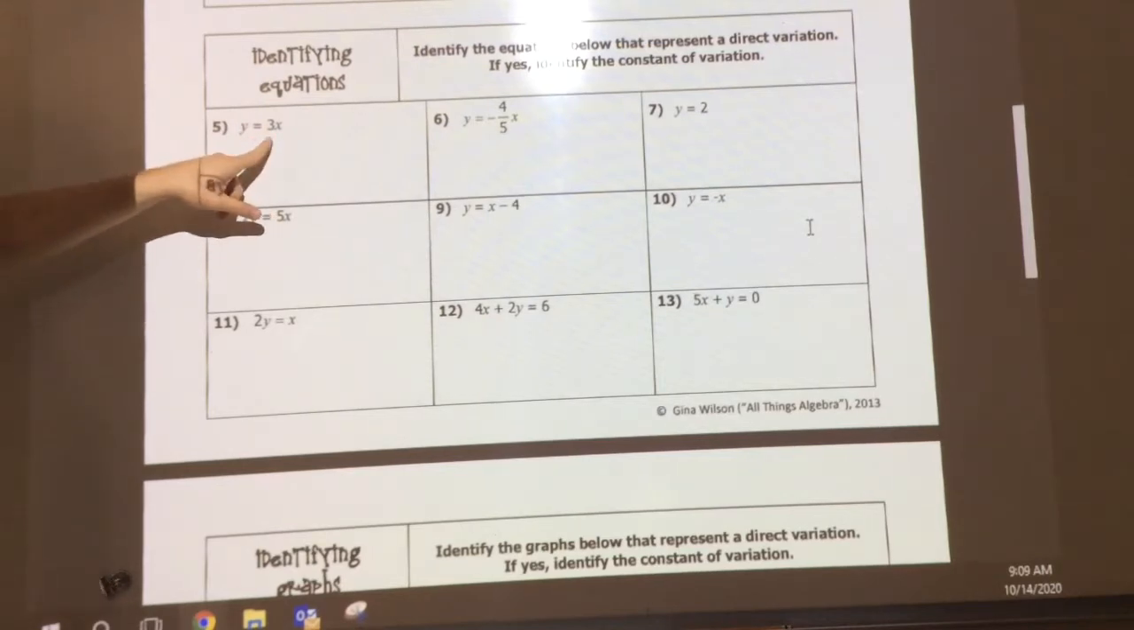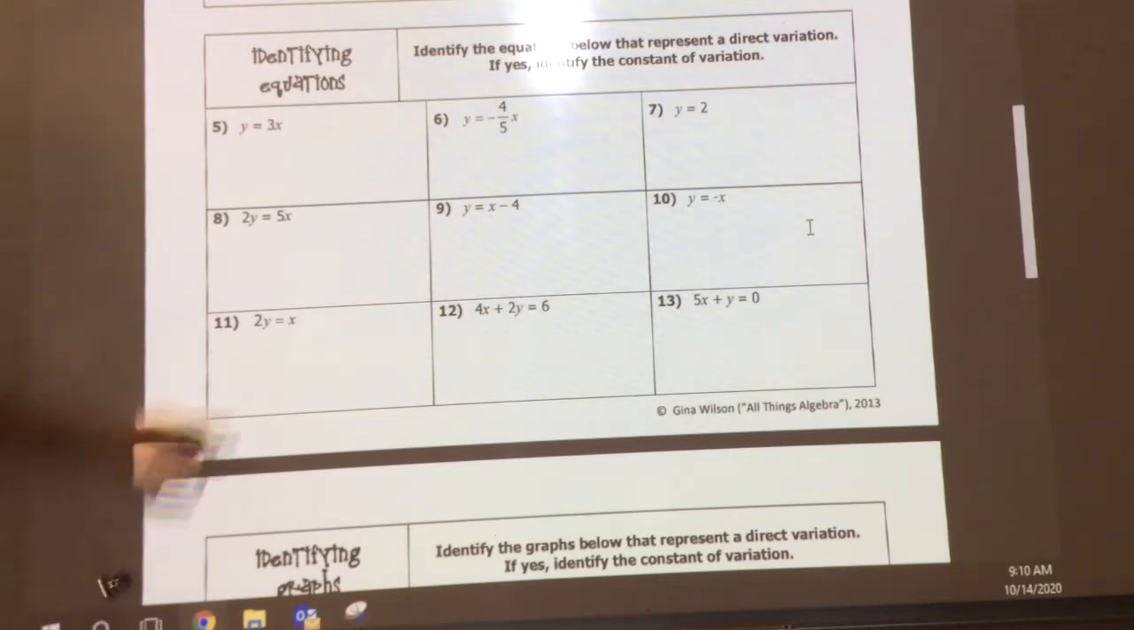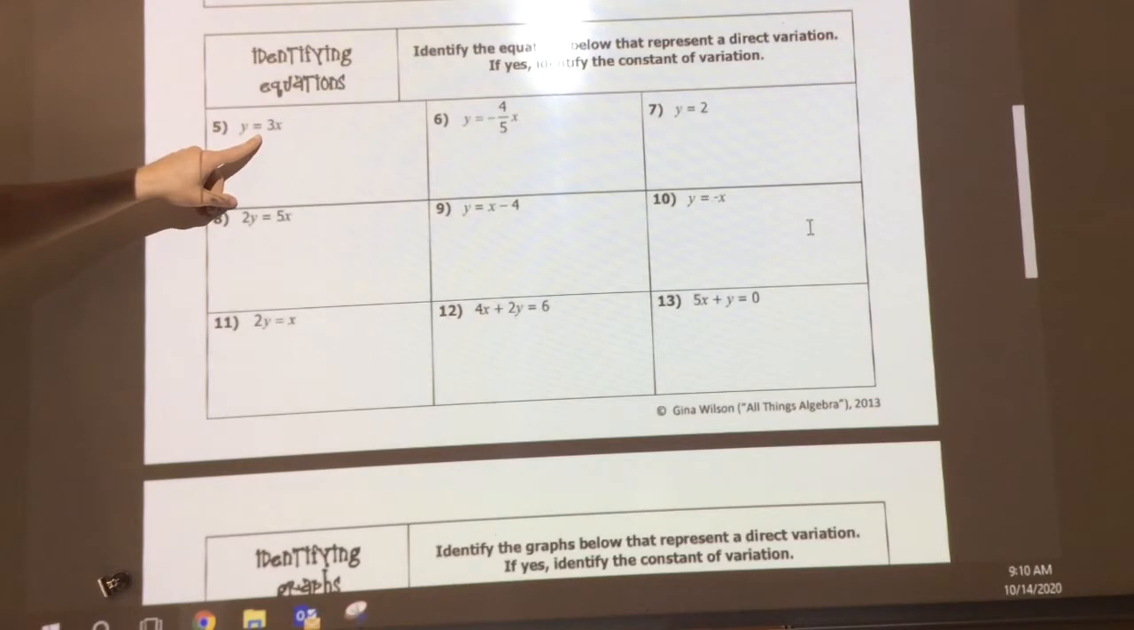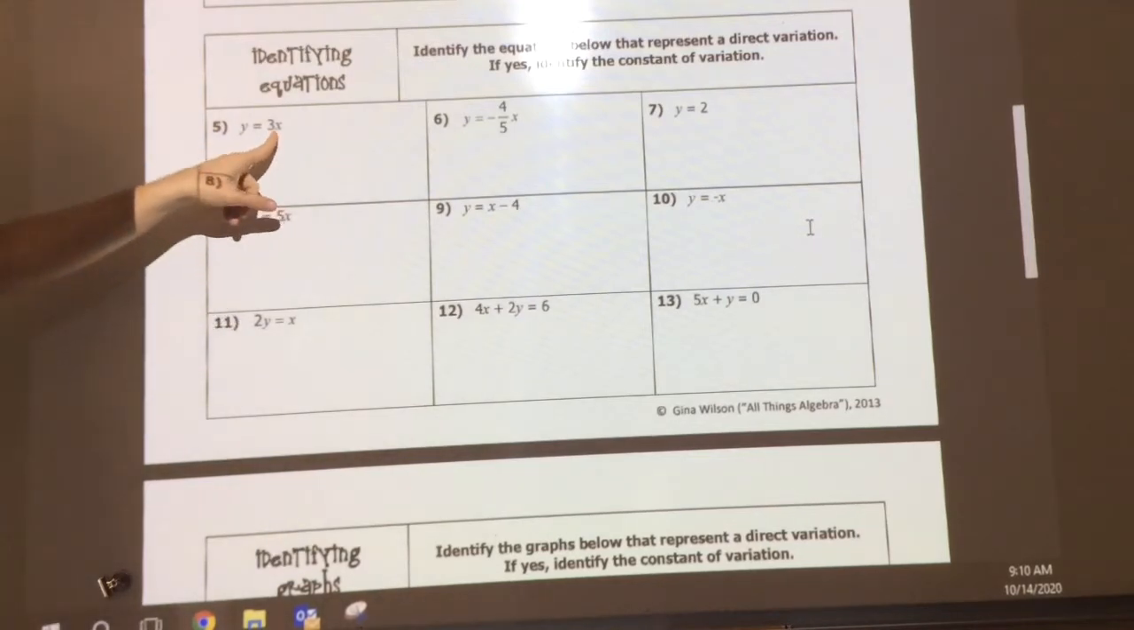Wait, what? Does number 5 have direct variation or no? Well, how would you know? Does it have a y-intercept? What's the y-intercept? No, then. Well, I'm just asking. Well, you said yes, so does that have a, what's the y-intercept? Abby, help her out. Direct variation or no? Why? There's no y-intercept.